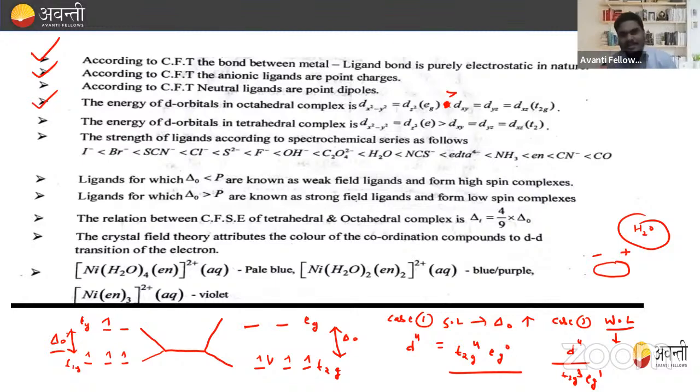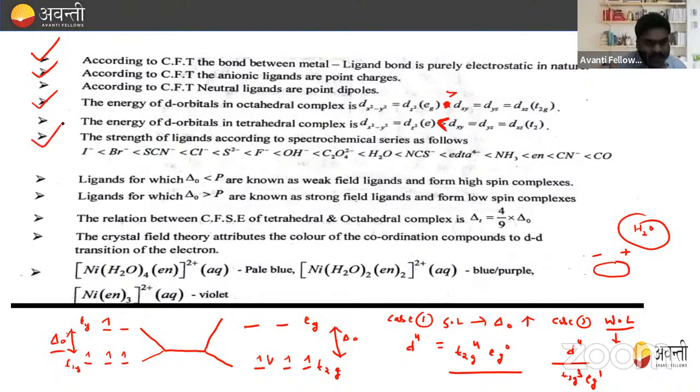And in case of tetrahedral complexes, this will follow the reverse order, right? That is, the energy of dxy, dyz, and dxz is much more. And there is a reason behind this. We're not going to explain this reason in this class itself, because this is a crash course and we want to summarize it as quickly as we can, so that we can solve some questions also.